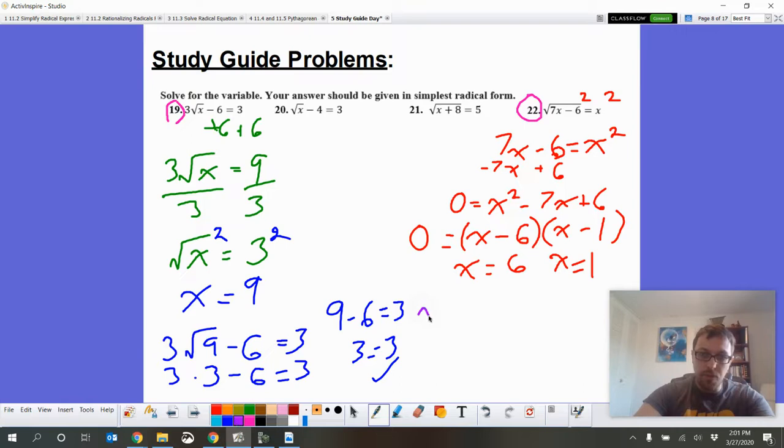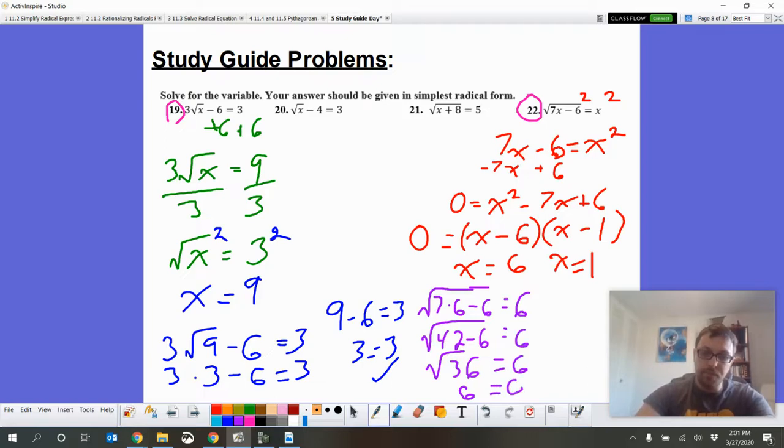So if we do the square root of 7 times 6 minus 6, I want to see if that equals 6. So that is the square root of 42 minus 6. That is the square root of 36, which is 6. So yeah, that works out.